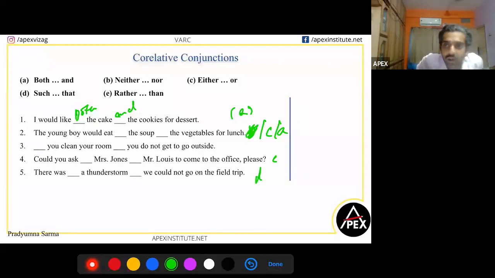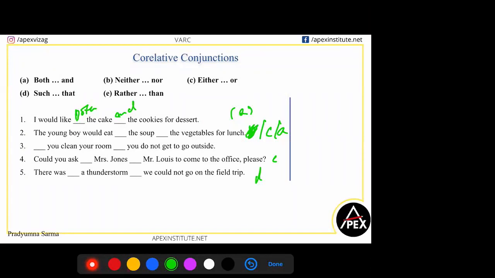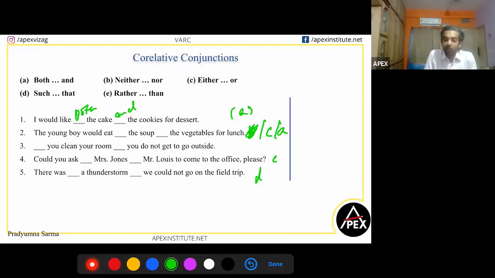Who asked me this question? 262, no. 262. Your parents never threatened you for anything? They never told you either you get 90 marks or you are going to sit in your room for the rest of your life? They never told you that. This is pretty much the same. Okay, yeah, so either you clean your room or you don't get to go outside.